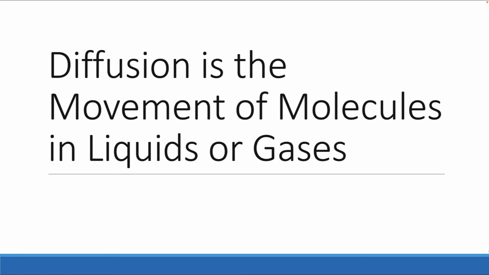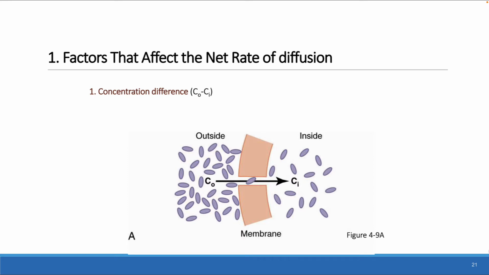Now, a couple of things for you to remember. Diffusion is the movement of molecules in liquids or gases. All right. So you're going to want to remember that. And a couple of just basic science things that you should remember from high school are that there's an increase in the net rate of diffusion when the concentration difference exists. So we have a high concentration here, we have low concentration here, and so the net diffusion is a function of that difference in concentration.